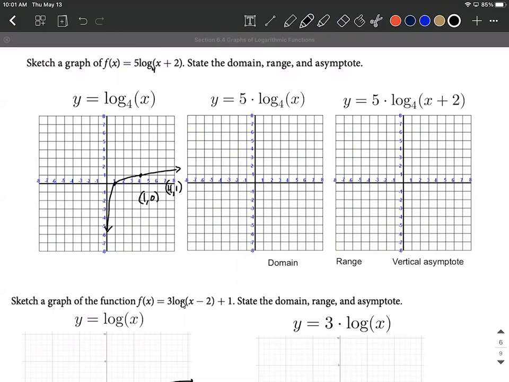And then we'll do a second one here where we have 3 multiplied by the common log, so log base 10, of x minus 2 with a plus 1 outside. Again, we'll find the domain, range, and vertical asymptote.